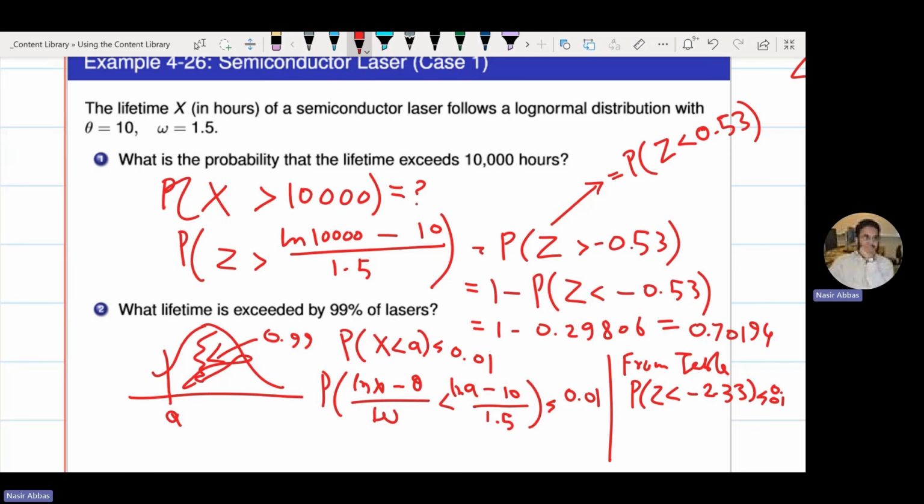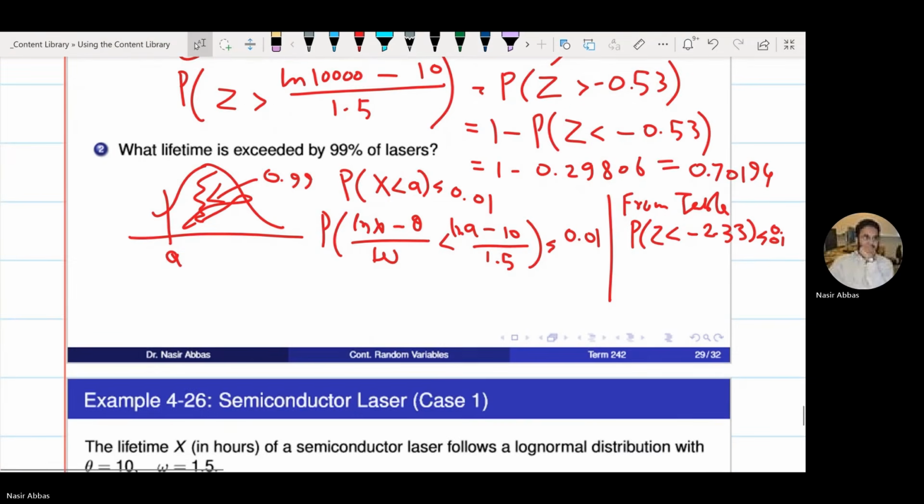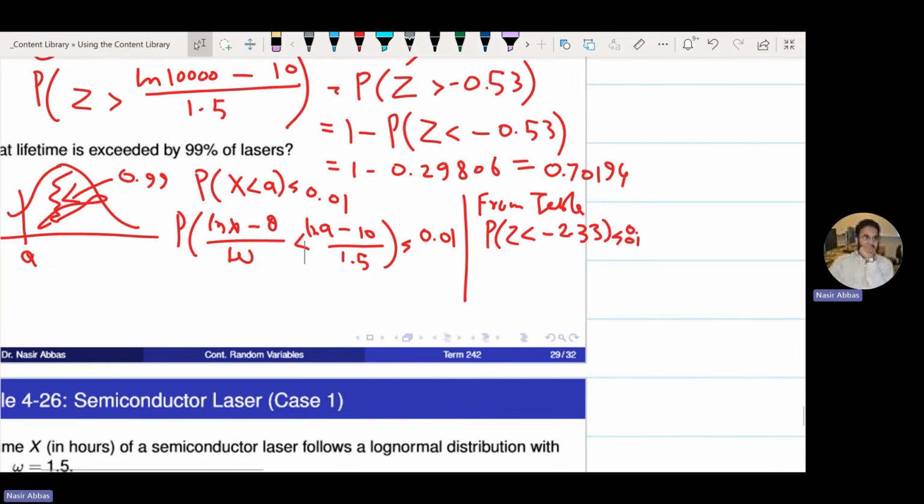Did not take the log, right? So finally equate these two. What do we get? We get log of (a minus 10) over 1.5 equals minus 2.33. This implies a is 68.48.